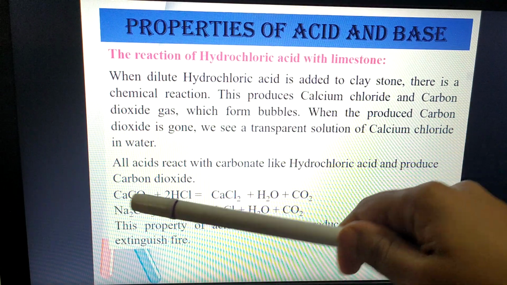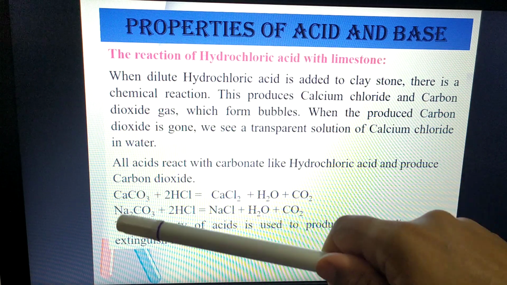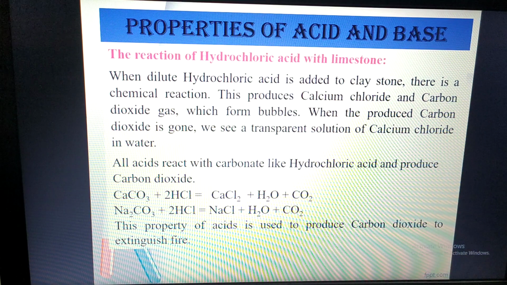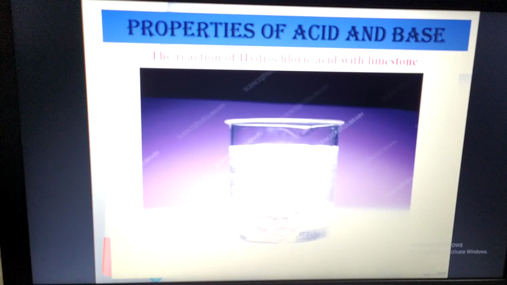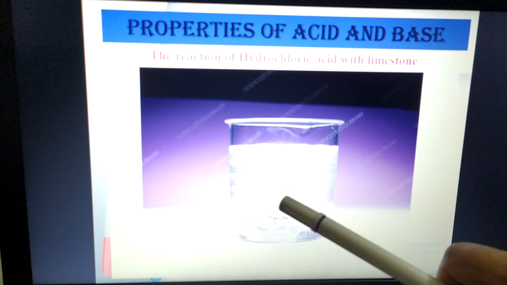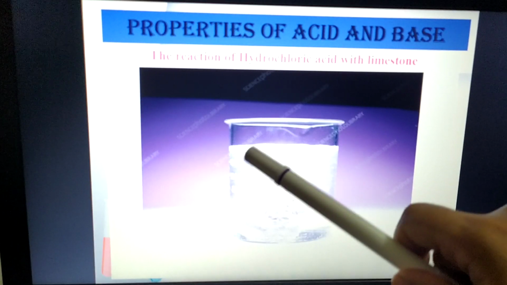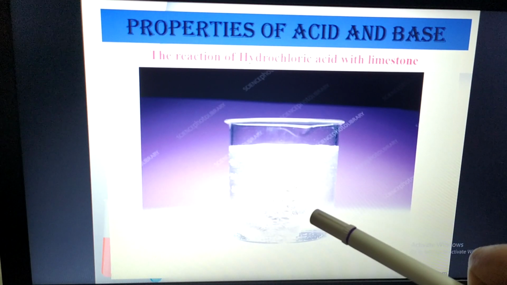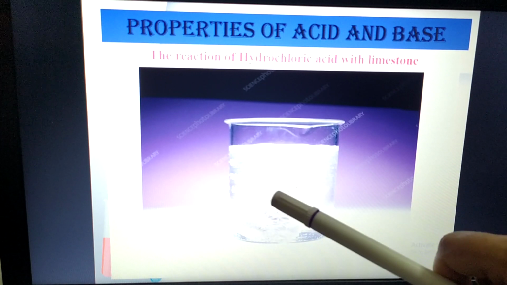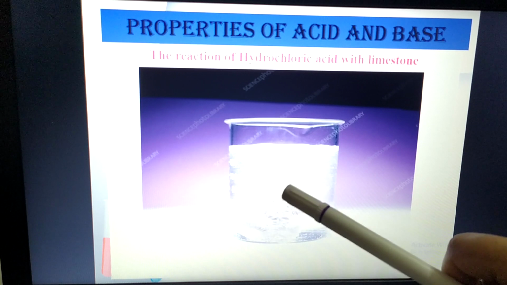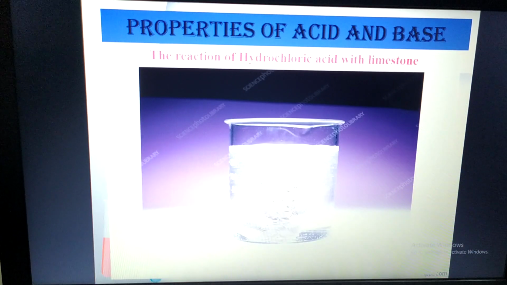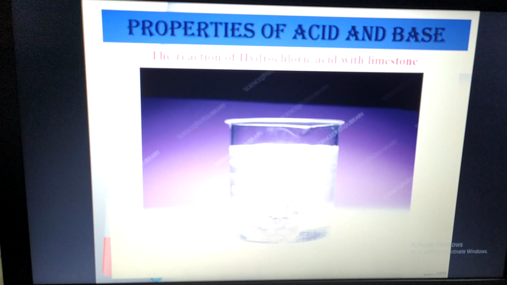So when this carbonate or other carbonates react with acid, they will produce carbon dioxide, which property we have already learned. So we will see an example. The reaction of hydrochloric acid with limestone: see the bubbles are forming. Observing this bubble we can easily tell that when limestone is dipped in the acid, it will form bubbles, and by the bubbles we can easily understand that this is carbon dioxide.